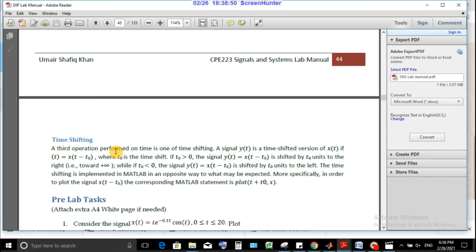A third operation performed on time is one of time shifting. A signal y(t) is a time shifted version of x(t) if y(t) is equal to x(t - t0), where t0 is the time shift. If t0 is greater than 0, then the signal y(t) equal to x(t - t0) is shifted by t0 units to the right, towards positive infinity. While if t0 is less than 0, the signal y(t) equal to x(t - t0) is shifted by t0 units to the left. The time shifting is implemented in MATLAB in the opposite way to what may be expected. More specifically, in order to plot the signal, the corresponding MATLAB statement is plot.